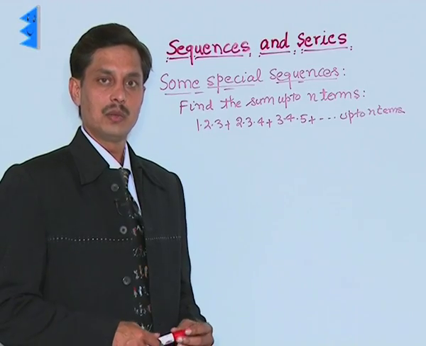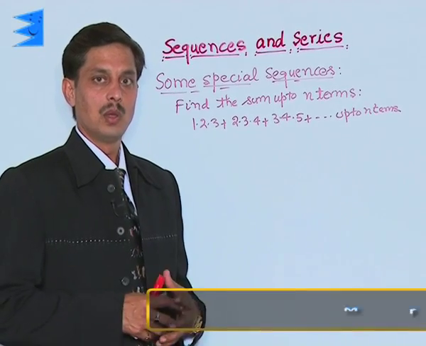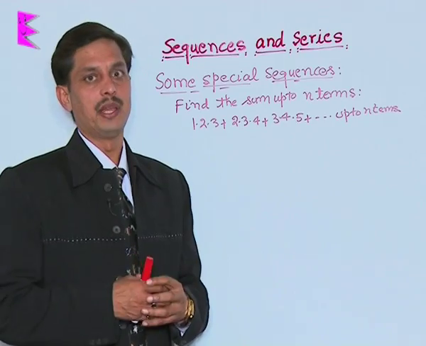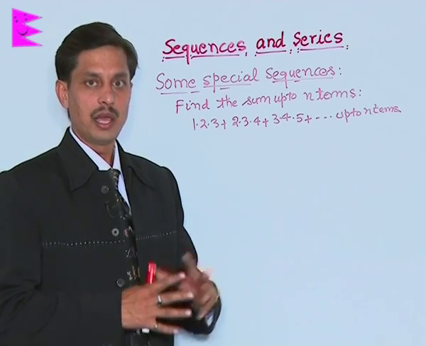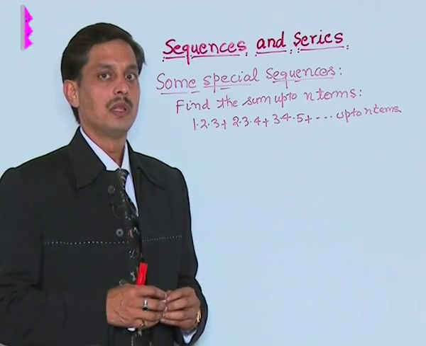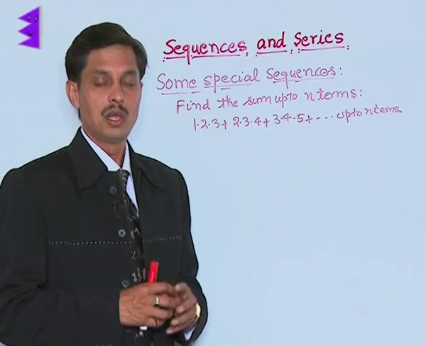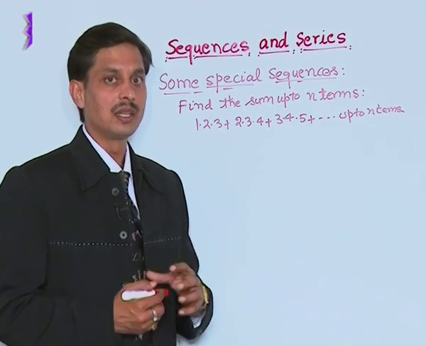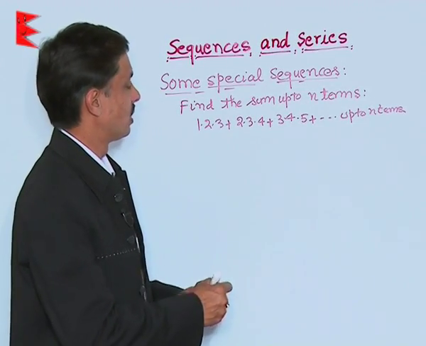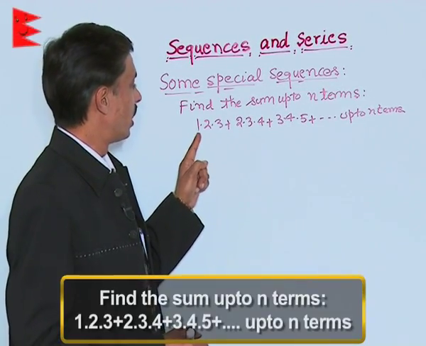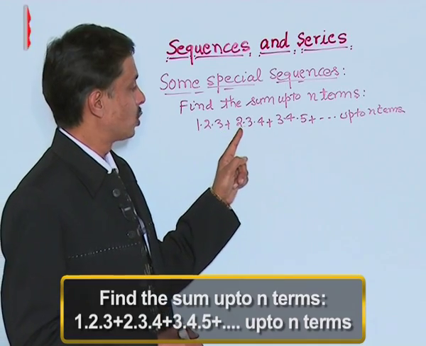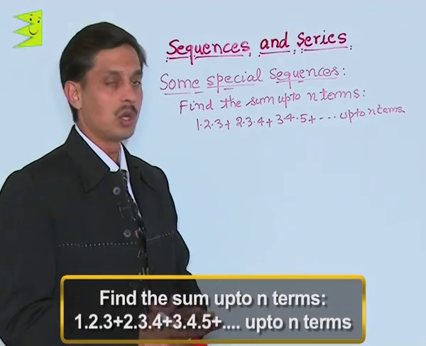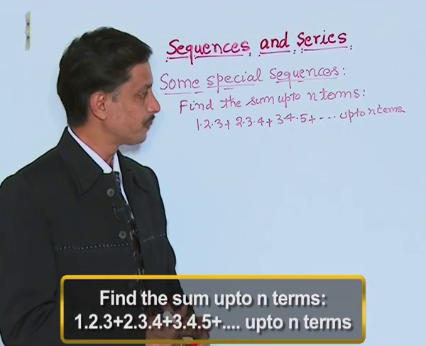I am taking one more example where we will apply a technique to find the nth term, and then we will apply how to find the sum up to n terms of that progression under the category of some special sequences. Question is 1 into 2 into 3 plus 2 into 3 into 4 plus 3 into 4 into 5 plus dot dot dot up to n terms.